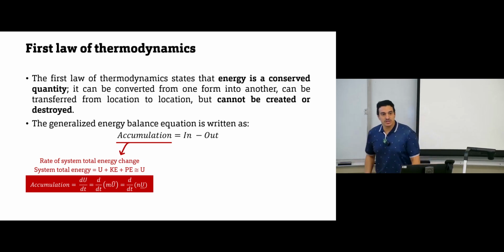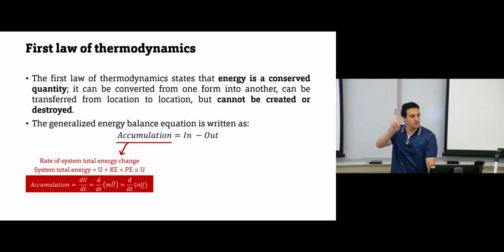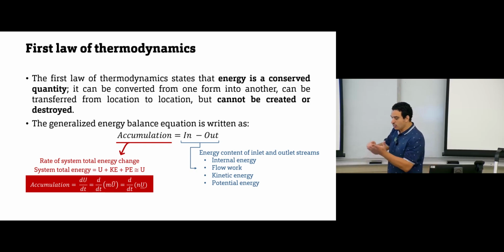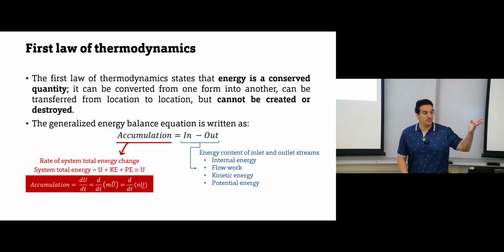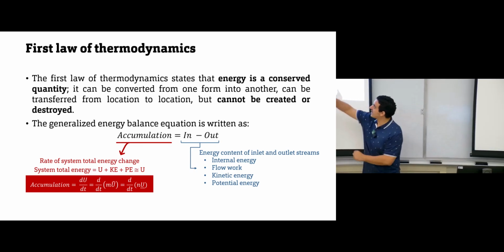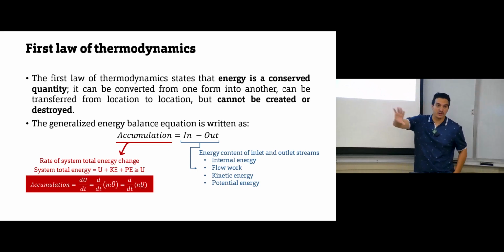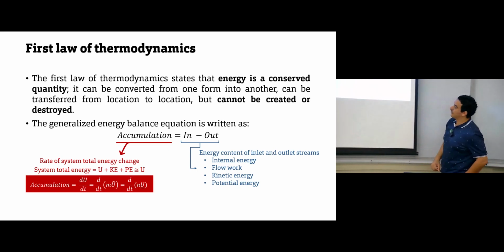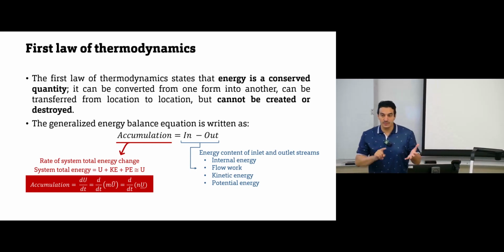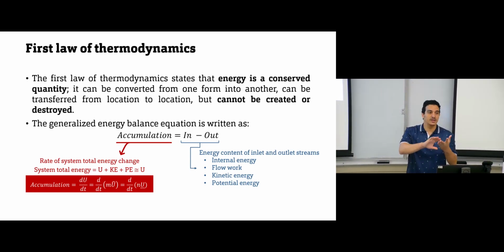The right side, the input and output, these are two things, not one term. The first term is if you have inlets, if you have outlet, so the energy content of the inlet stream and the energy content of the outlet stream should be accounted for in this side. So this is the first part that contributes to the inlet minus outlet. Any of these streams have values of internal energy, kinetic energy, potential energy, and flow work. All of these four energy forms are accounted for each of the inlet and outlet streams in the right side of the equation.